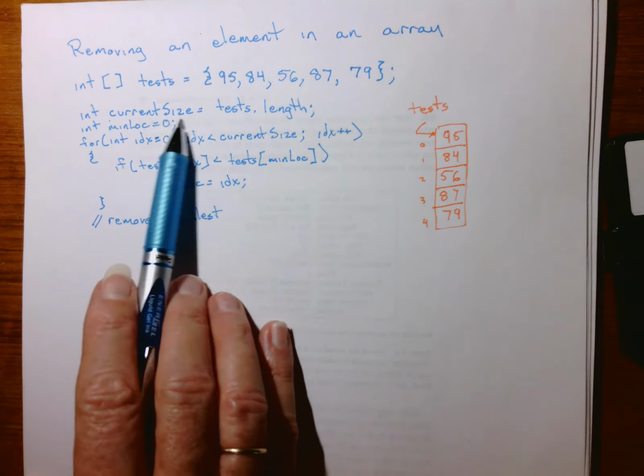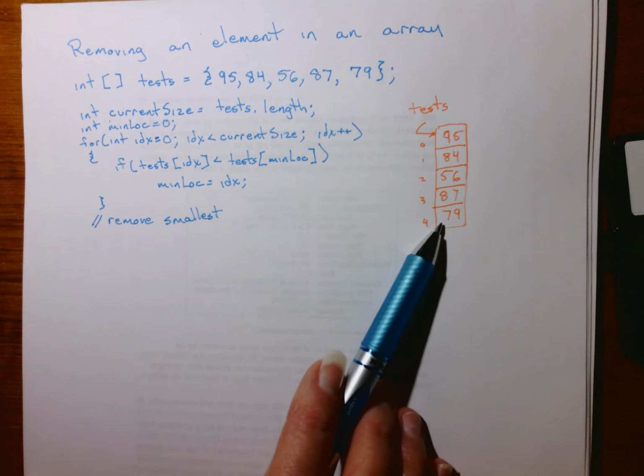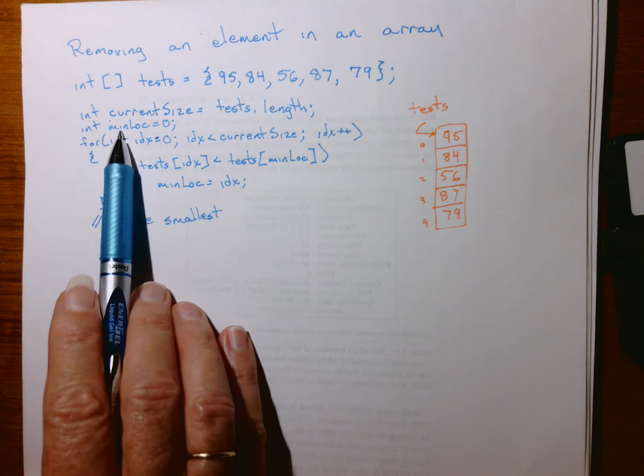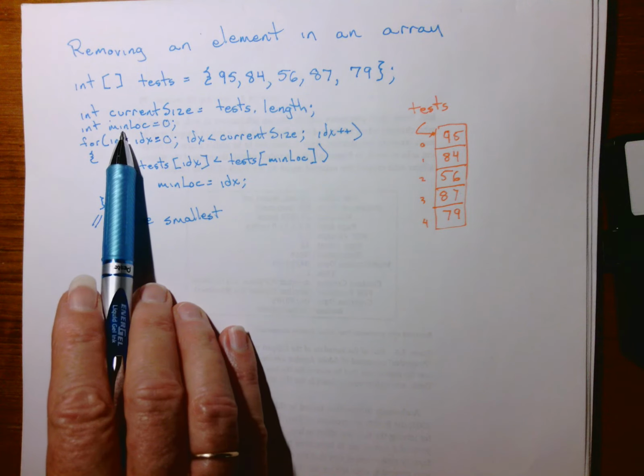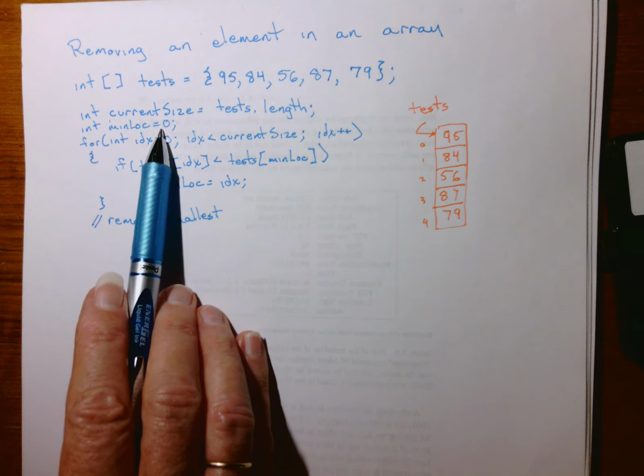So I'm going to set my current size equal to tests.length. That means that the current size of my array is 5 because I've got 5 useful elements here. Then I'm going to find the smallest. So I want to find the location of the smallest actually. So I set this variable called min_loc for min location equal to 0. Because if I am processing the array, the smallest one that I've come to when I visit the first element is the first element. So I set the location of the smallest one to 0.